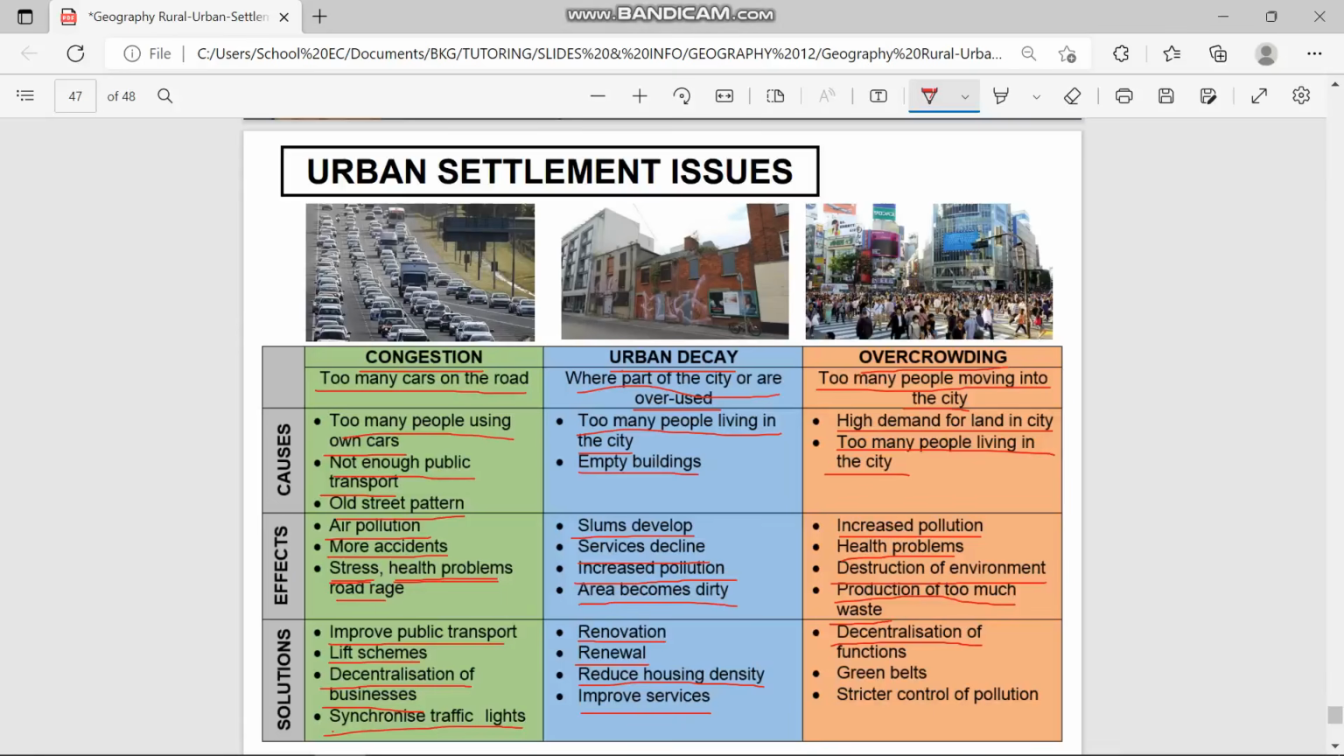Decentralization of functions. Let's make people work at home, to remain in rural areas and work there at home. Develop those rural areas to have some access to the internet so that they can work and apply for jobs online. There are green belts.